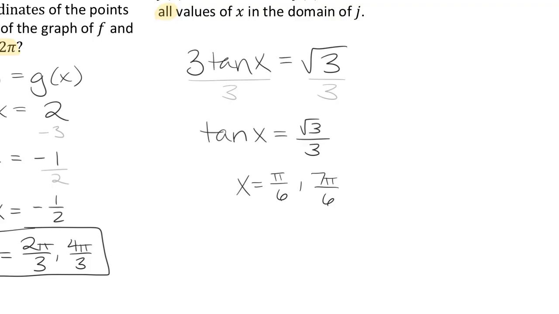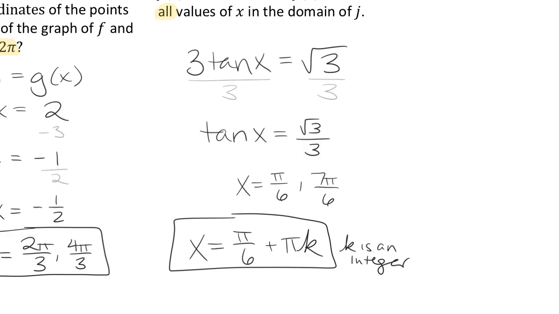These are the answers in one revolution of the circle. But this question wants all values of x in the domain of j, which means this is one of the ones where we have to write the general equation, where we do pi over 6 plus pi times k, given k is an integer. Now, fun fact, I only have to write one of these. Even though you guys found two answers in one revolution of the circle, I only have to write one general equation. Can anybody tell me why?